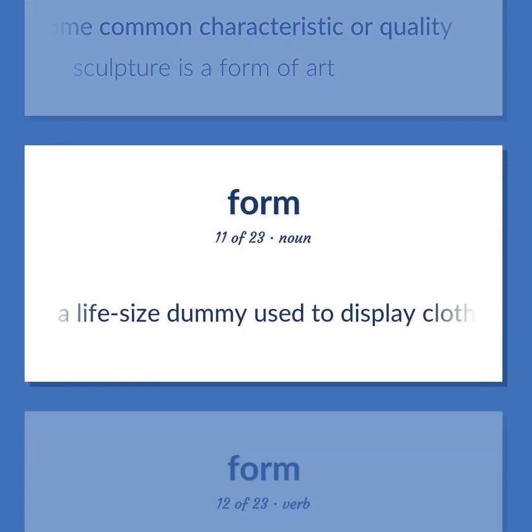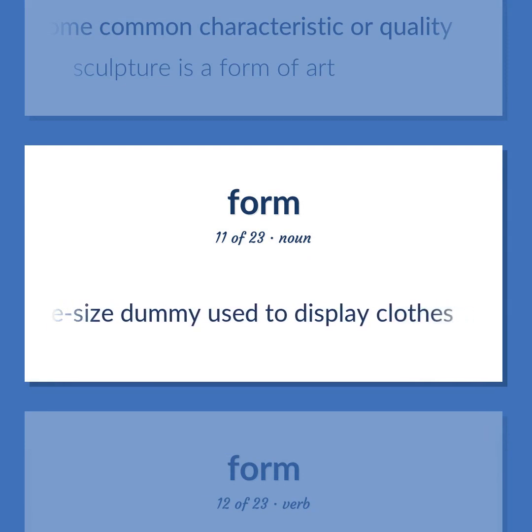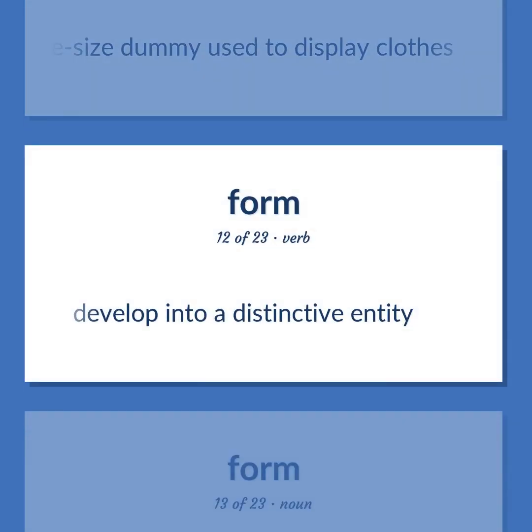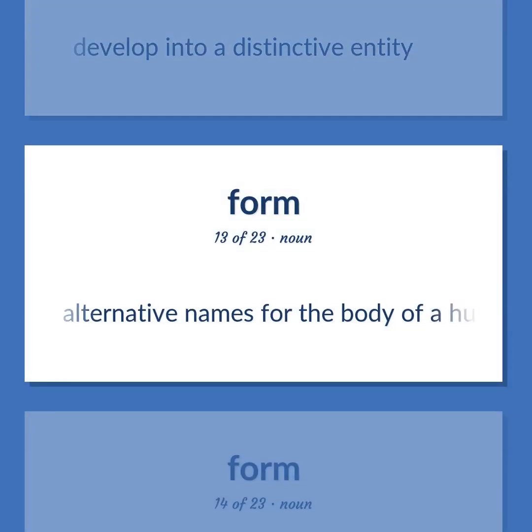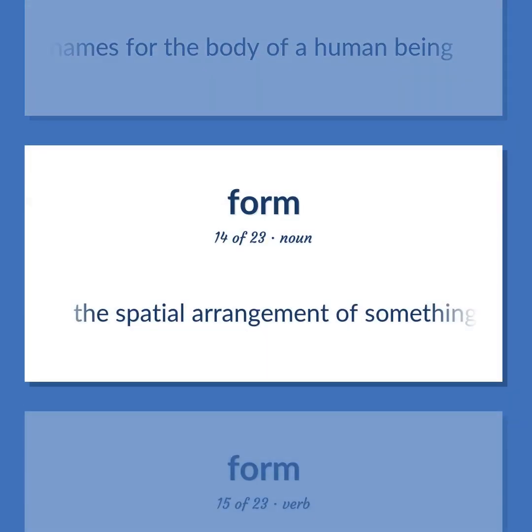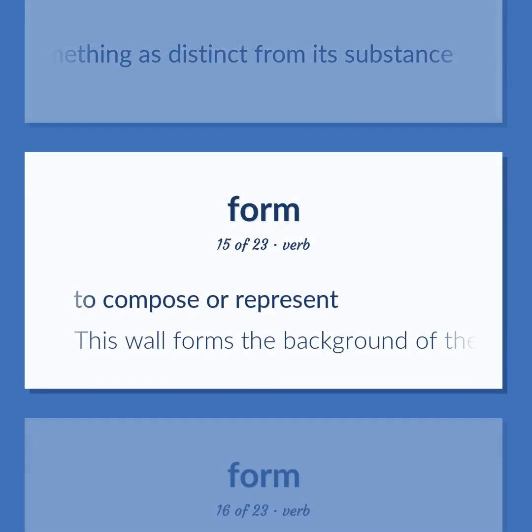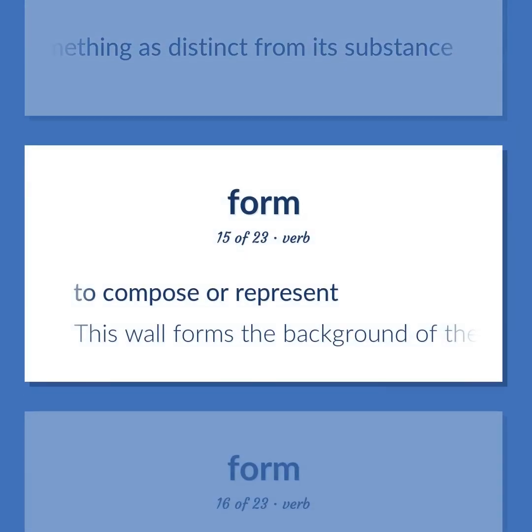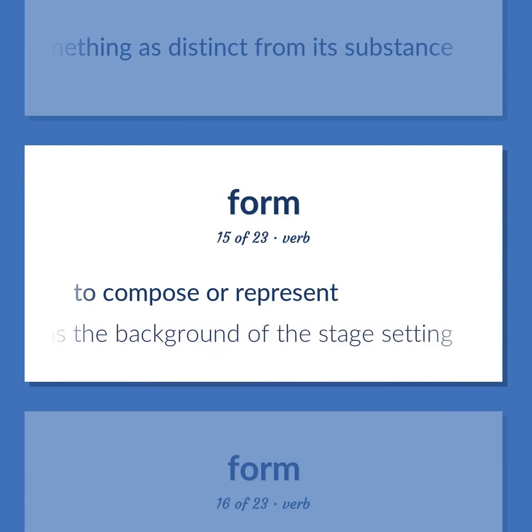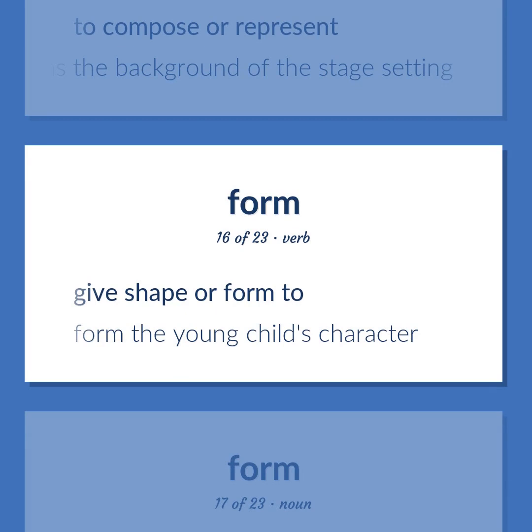A life-size dummy used to display clothes. Develop into a distinctive entity. Alternative names for the body of a human being. The spatial arrangement of something is distinct from its substance. To compose or represent. This wall forms the background of the stage setting. Give shape or form to. Form the young child's character.